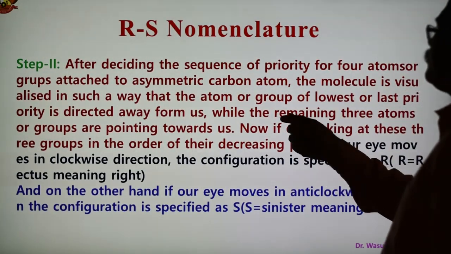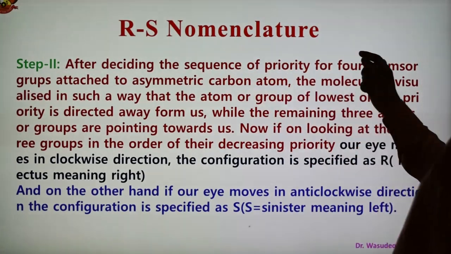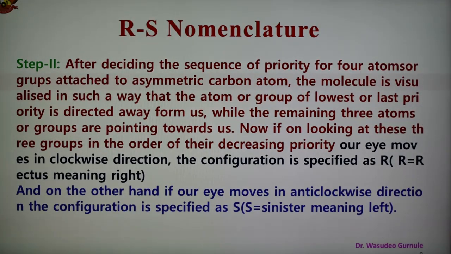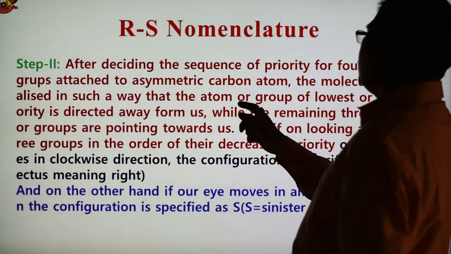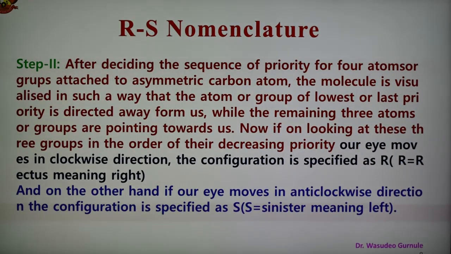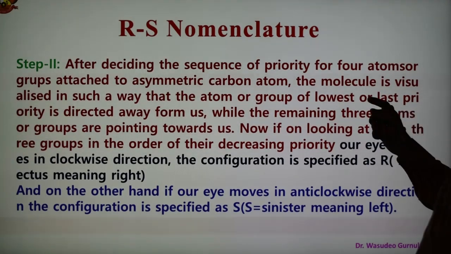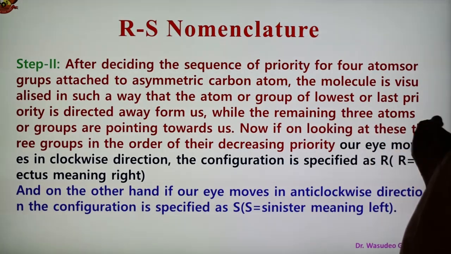In this case, while deciding the sequence of polarity for the 4 atoms or groups attached to the asymmetric carbon atom in the molecule, visualize it in such a way that the atom or group of the lowest or last polarity is directed away from us. It is away from us, while the remaining 3 atoms or groups are pointing toward us.